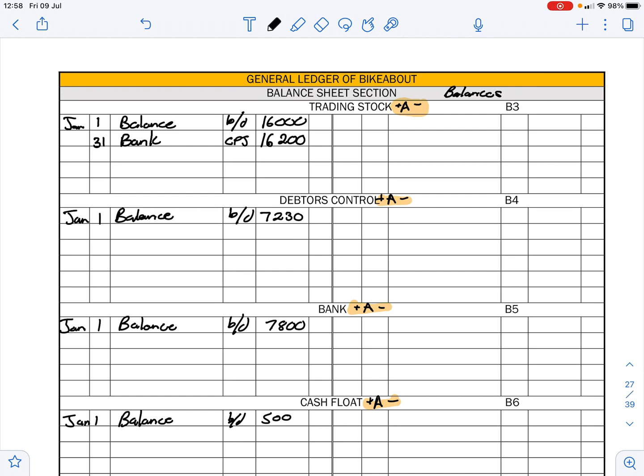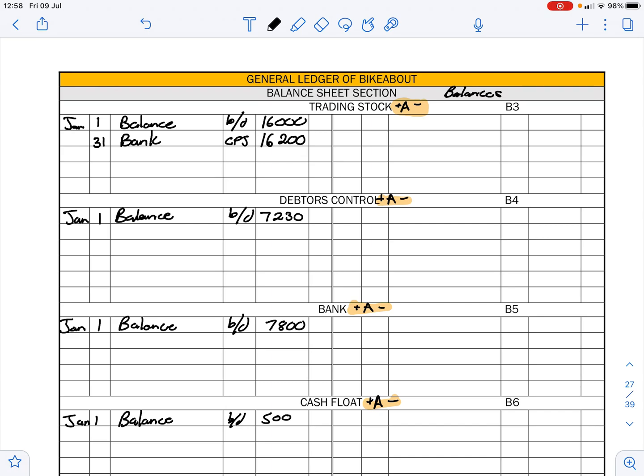Now, trading stock has increased. At the moment, as it stands, we've got a total of 32,200 Rand worth of stock. Now, we need to have a look at what stock we sold. By selling stock, obviously trading stock then decreases.